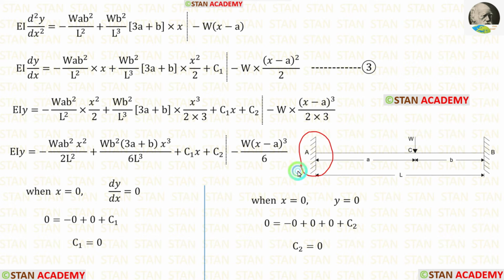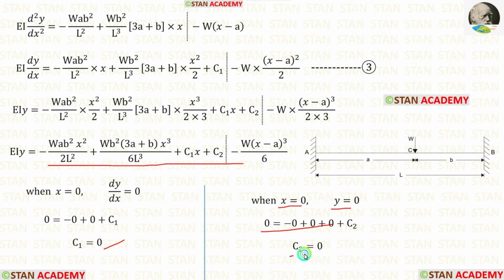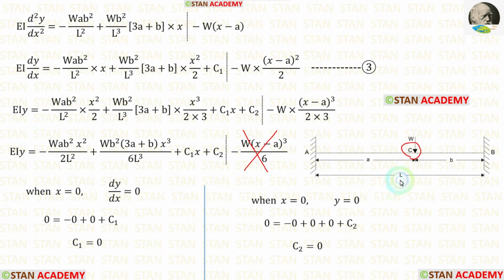In the fixed support, there will be no deflection, so when x is 0, y will be 0. In this equation, let us apply the value of C1, x is 0 and y is 0. When we do that, we get C2, which is also 0. When we apply the values, we have to be very careful. We should not consider this term, since it is only applicable beyond the point C.